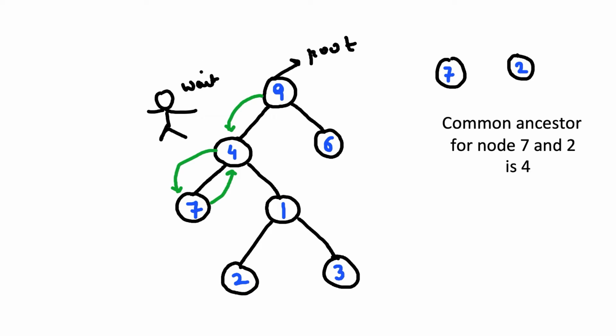As I got my first node, I will see if I'm able to get another while exploring the right side of the parent node 4. So I will go to node 1 and then 2. I will wait here till the search is ended from the right side of this parent node. If I'm able to find both nodes while sitting at node 4, I can say node 4 is the lowest common ancestor for these nodes, that is 7 and 2. 9 is also the ancestor for these nodes, but it is not the lowest one.